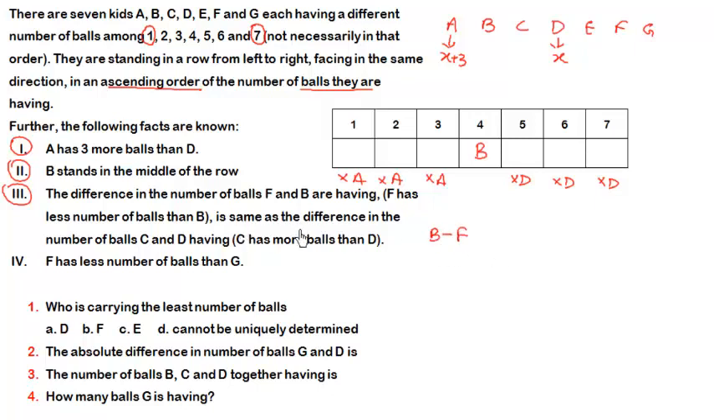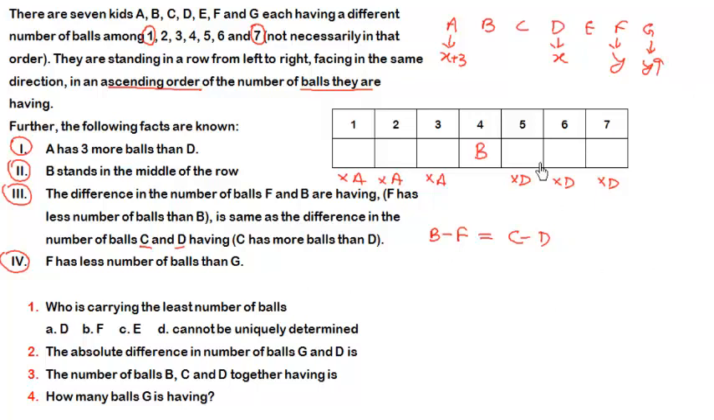So this is the same as the difference in the number of balls C and D are having, where C is carrying more balls than D. So we can say that the difference should be C minus D, right? Now let's take the last condition, and it says that F has less number of balls than G. So we can say that if F is carrying Y balls, then G must be carrying Y or any number greater than Y.